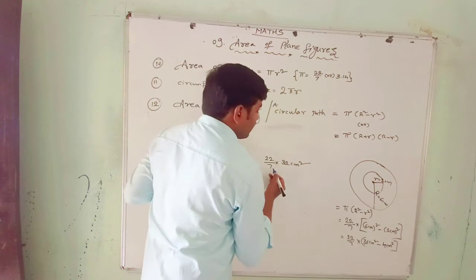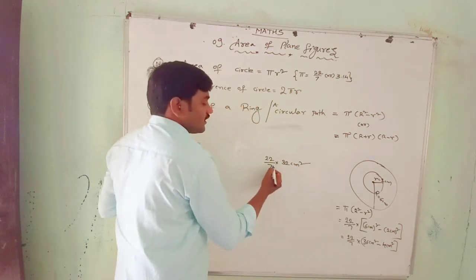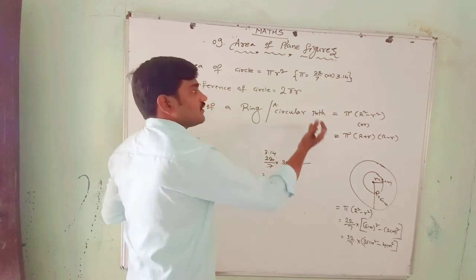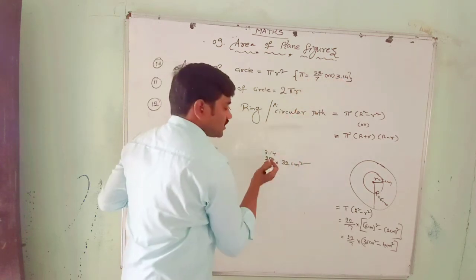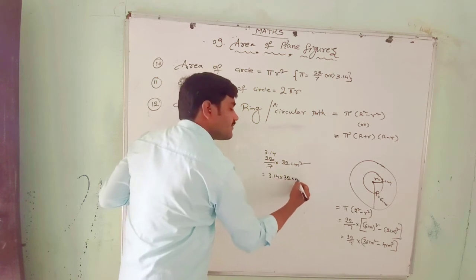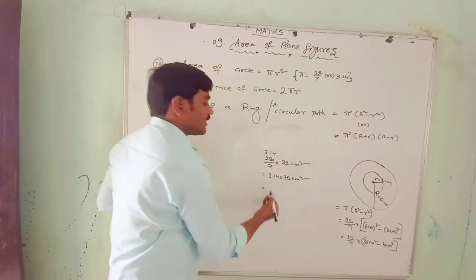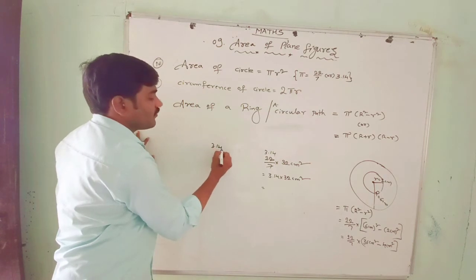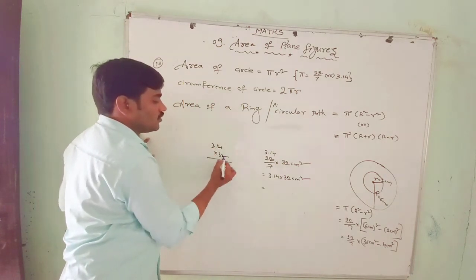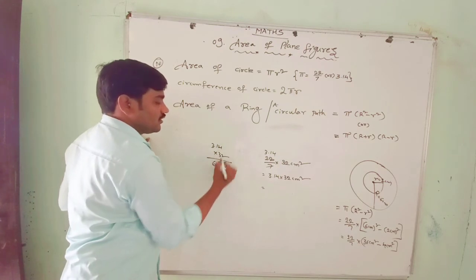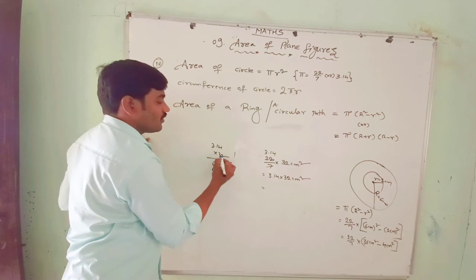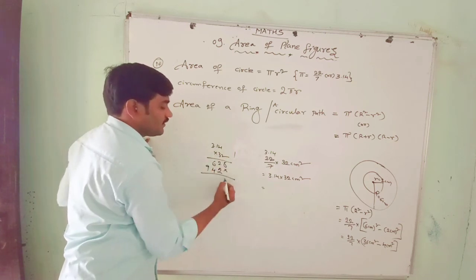If you use the pi value here, when you cancel, you will get 3.14 only. So instead of using 22 by 7, you can also use 3.14. Now 3.14 into 32 centimeter square. Now let us multiply 3.14 into 32. 2 4s are 8, 2 1s are 2, 2 3s are 6, then 3 4s are 12, 1 carry, 3 1s are 3 plus 1, 4, and 3 3s are 9.